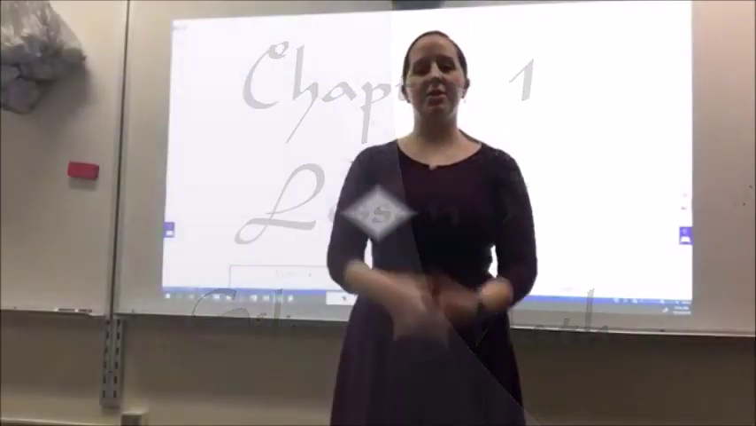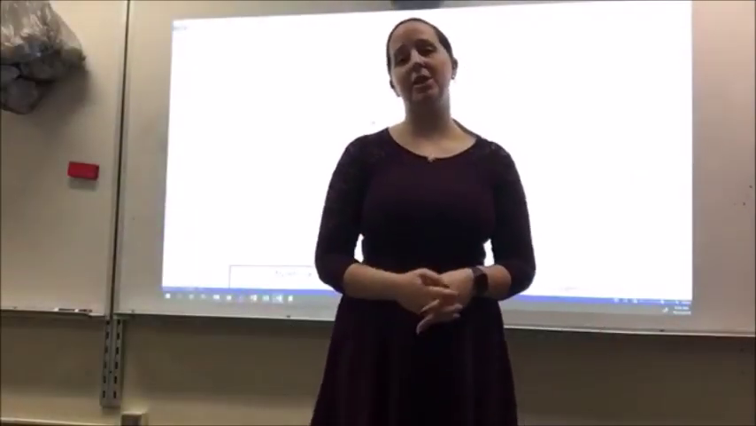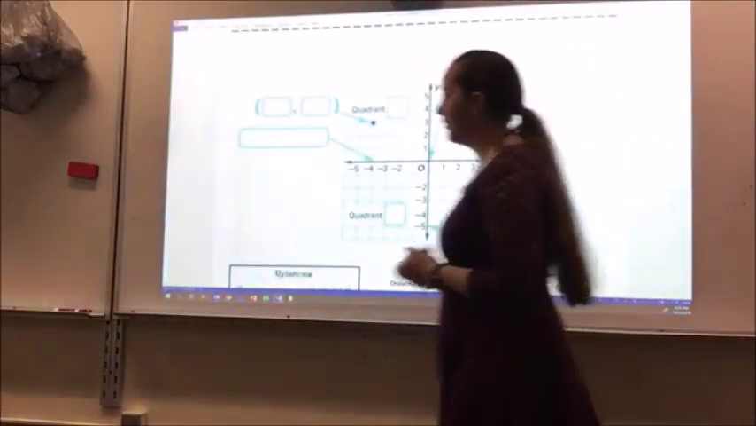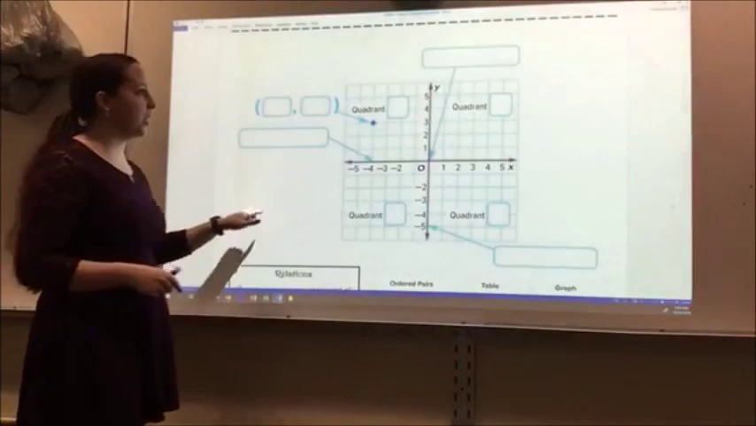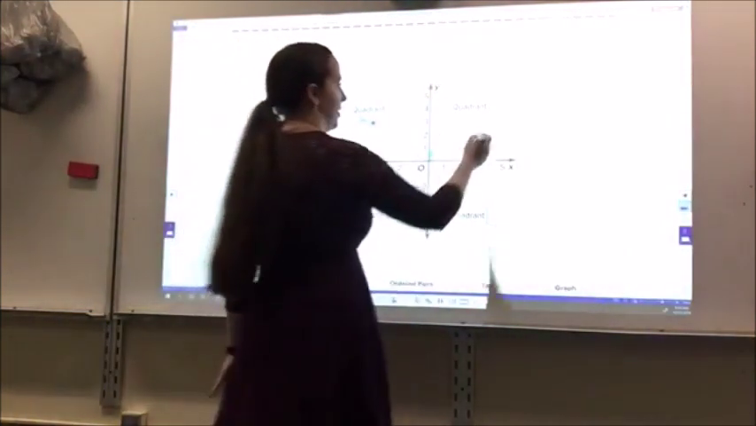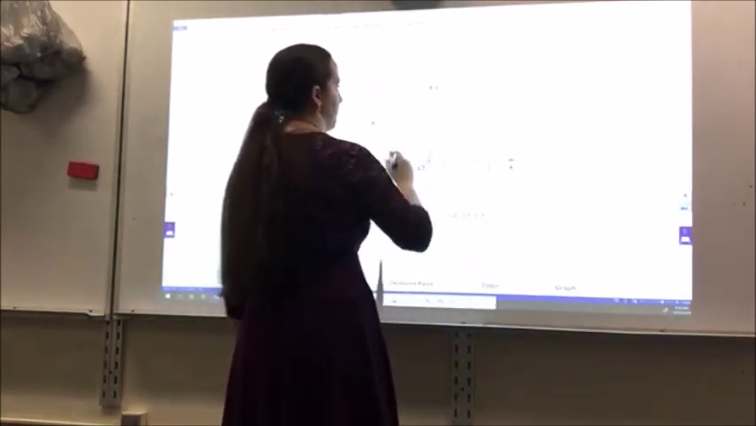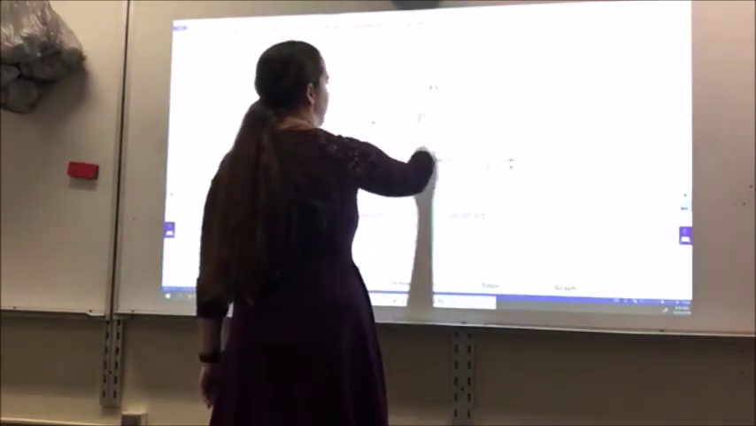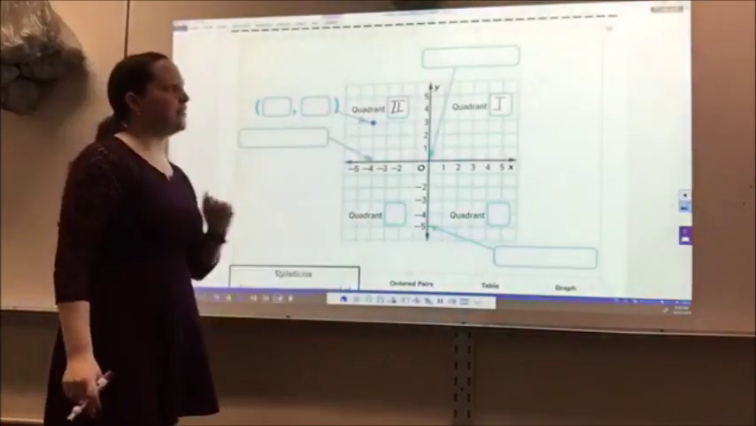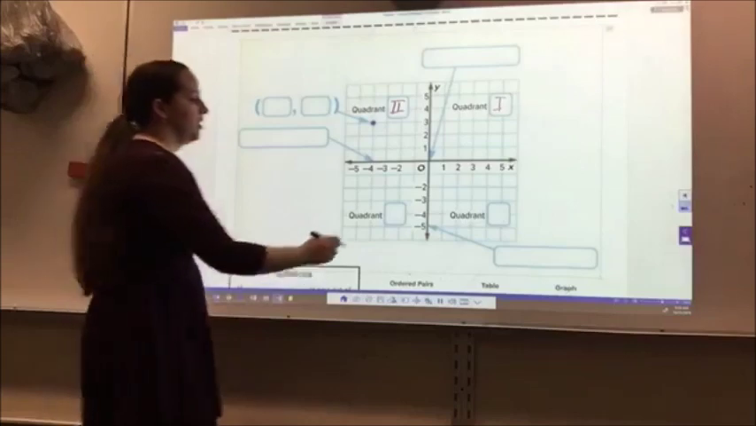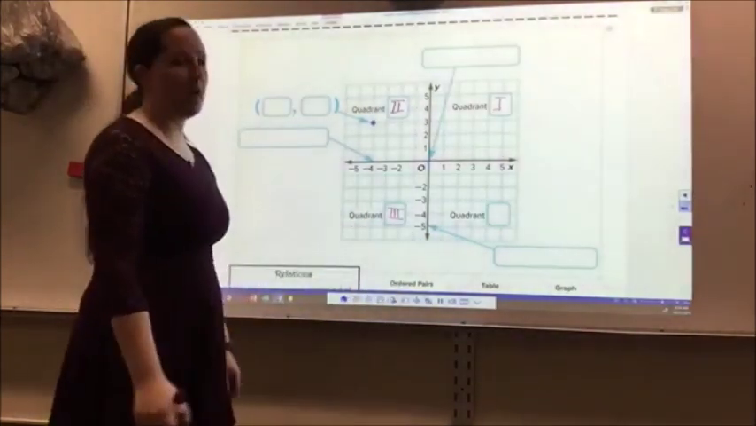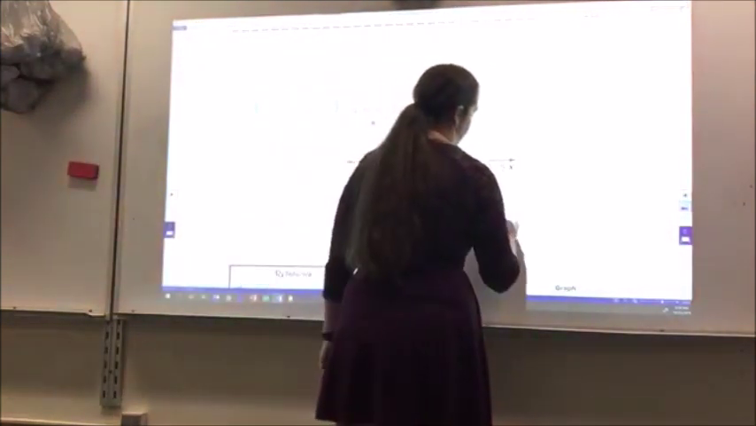All right, this is Chapter 1, Lesson 5, Relations. So we're going to be talking about the coordinate graph. And in this coordinate grid, there are 4 quadrants. The first quadrant is positive, positive. Quadrant number 2, and they're all written as Roman numerals. Quadrant 2 is positive, negative. Quadrant 3 is negative, negative, and quadrant 4 is negative, positive.